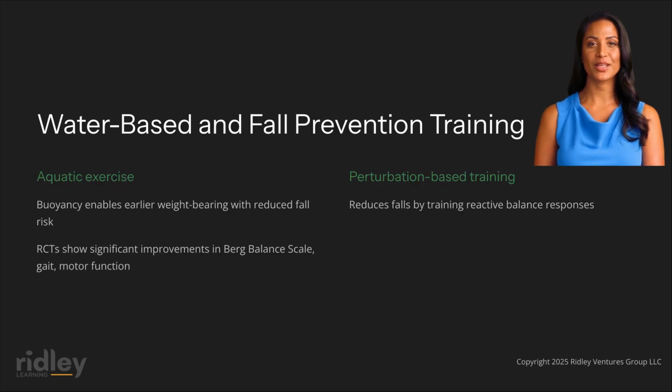Water-based exercise therapy offers unique advantages for balance and gait rehabilitation in stroke populations, with the buoyancy of water providing partial weight support that enables earlier weight-bearing exercise while reducing fall risk during balance challenges. Randomized controlled trials examining aquatic exercise for lower limb rehabilitation in hemiplegic stroke patients have demonstrated significant improvements in balance as measured by the Berg Balance Scale, walking function as measured by the functional ambulation category, limb motor function, and daily living abilities compared to conventional land-based therapy.